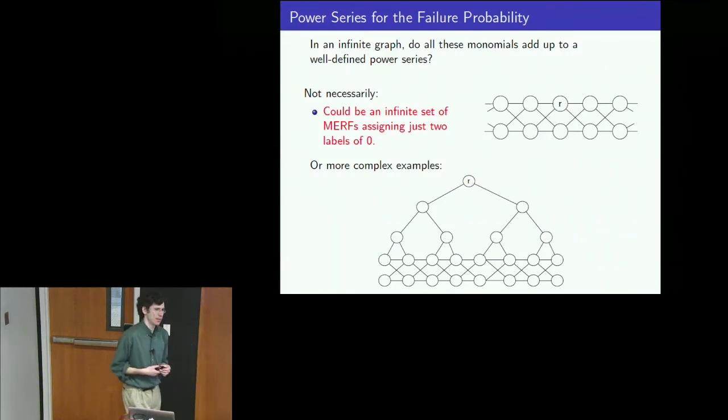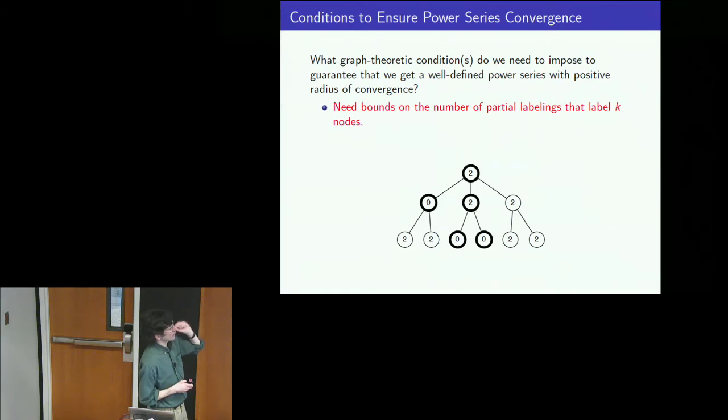What would be nice is if, first of all, the number of partial labelings that label k nodes and create root failure, the number that only label k, is somehow finite for every k. That at least says I can write down a coefficient here. And secondly, that it doesn't grow so fast as to swamp the x to the k power, right? So it should grow only singly exponentially, so that for small enough x, it will actually have a radius of convergence. Okay? So I'd like the number of labelings that label k nodes to be finite, and I'd like it to grow singly exponentially.